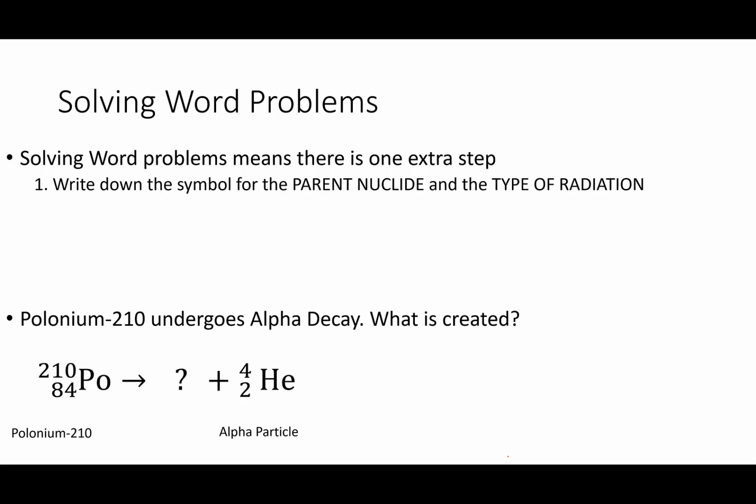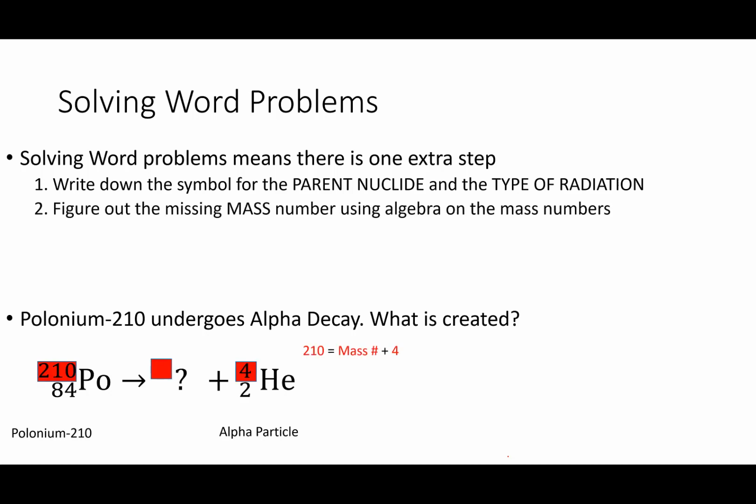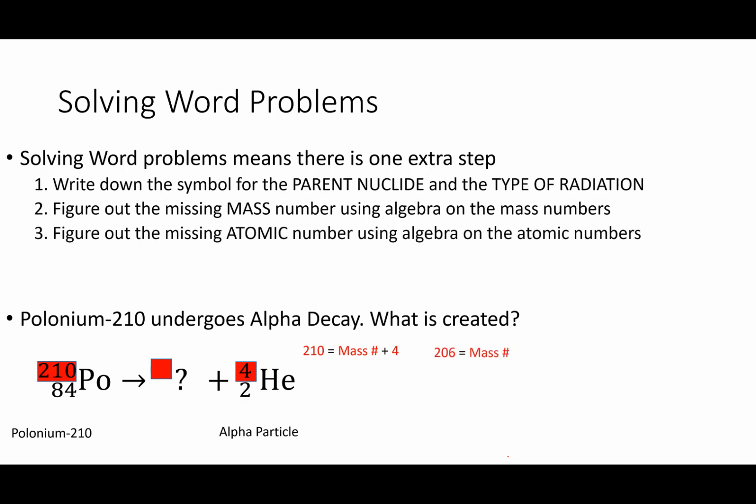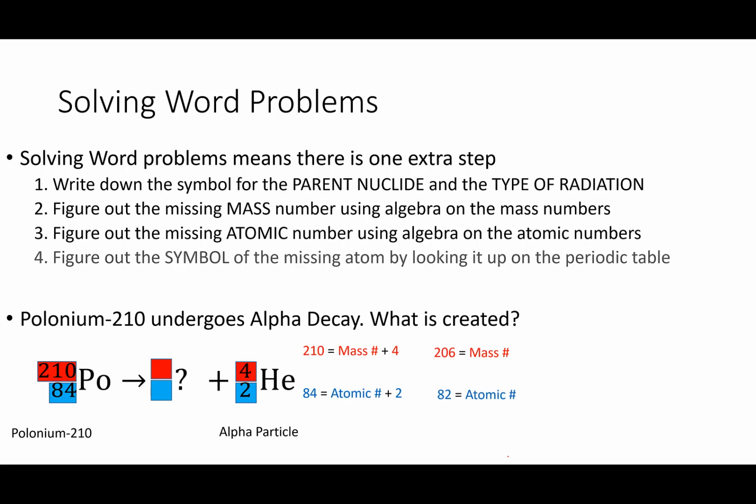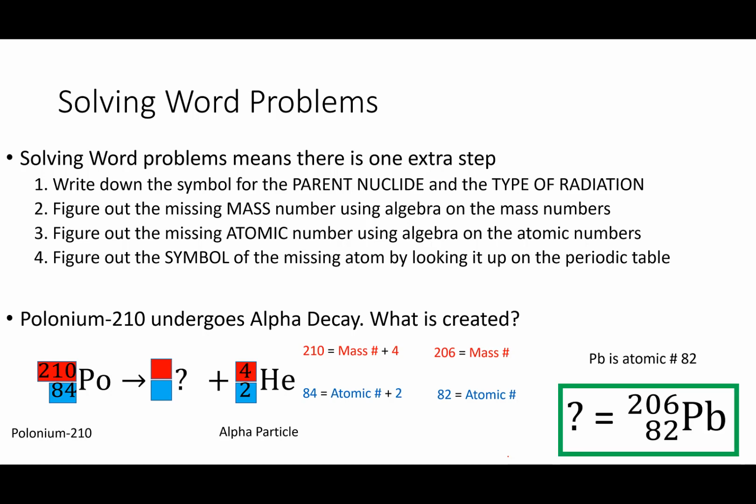So after you write down the parent nuclide and the type of radiation, you can solve for the daughter nuclide by doing the same process as before. Figure out the mass number. 210 equals something plus 4, so it's 206. Figure out the atomic number, so 84 equals something plus 2, that's 82. You look up the symbol for atomic number 82, which is Pb, lead. And so this is your answer. Lead with a 206 mass and 82 atomic number.